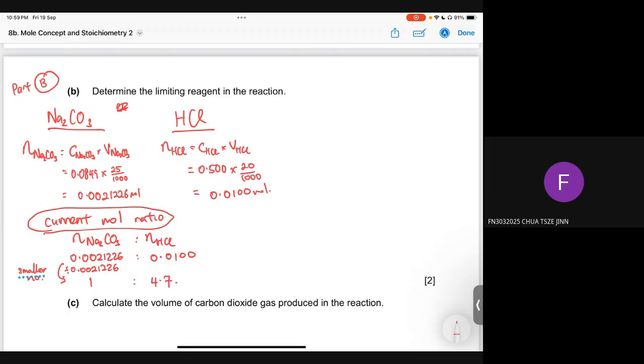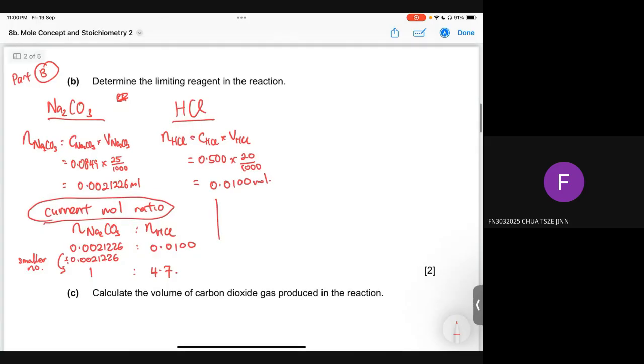Okay, so currently in the solution, for every 1 mole of sodium carbonate, there's 4.7 mole of HCl. This is in the current situation, in the current solution that you have mixed together. Any question? Okay, if no question, can I just have everybody thumbs up? Okay, now this is the current situation.